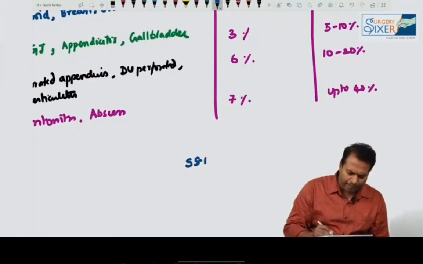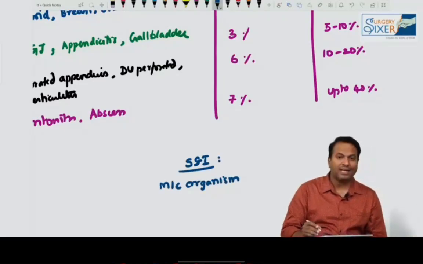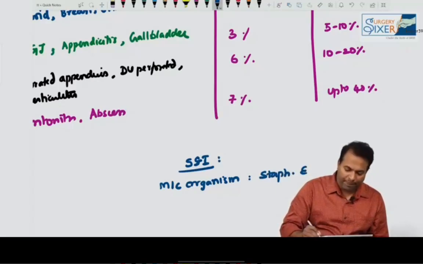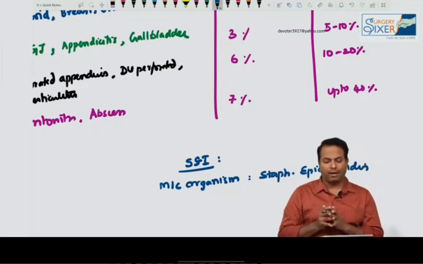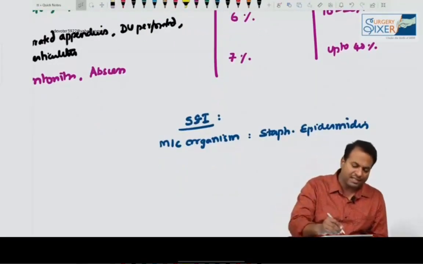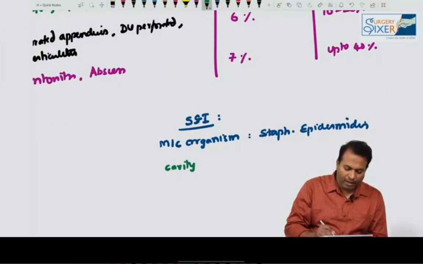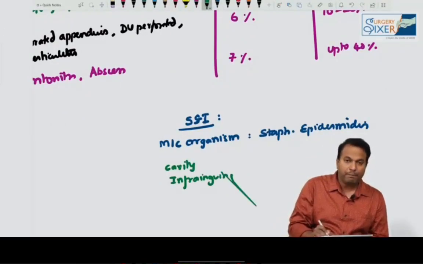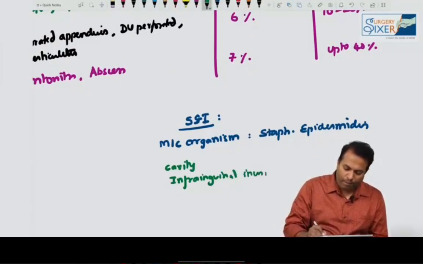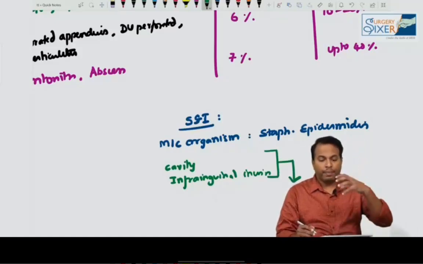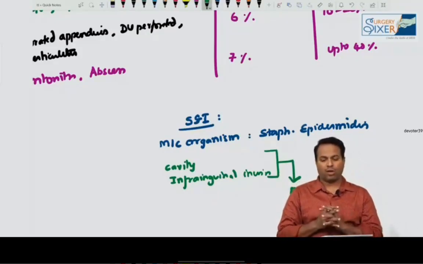Surgical site infection: the most common organism isolated is what? Now tell me, what is the most common organism isolated from a surgical site infection? It is Staphylococcus epidermidis, a normal skin commensal. If you open any cavity or make infrainguinal incisions, incisions made below the inguinal canal, in those cases the commonest organism is E. coli.